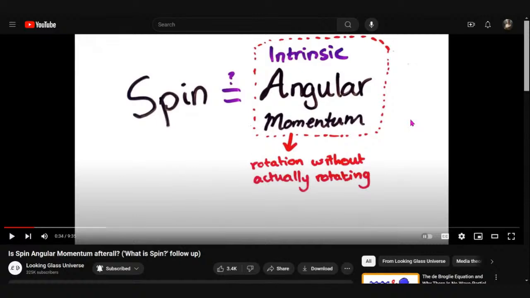The idea always struck me. That doesn't make any sense. How could that be? I mean, rotation without actually rotating. So that sounds like a literal impossibility.